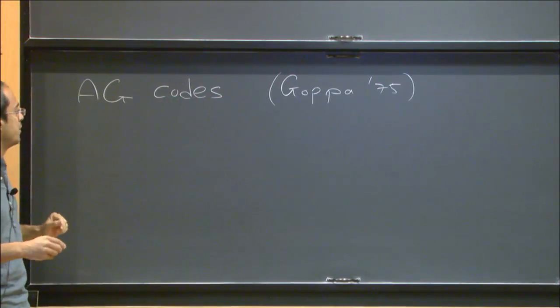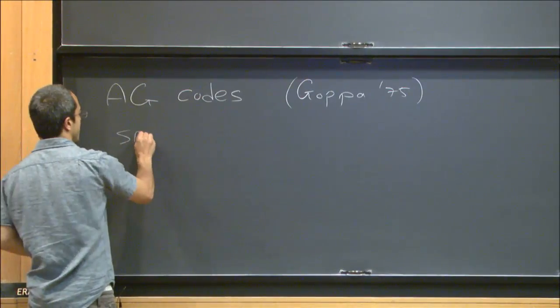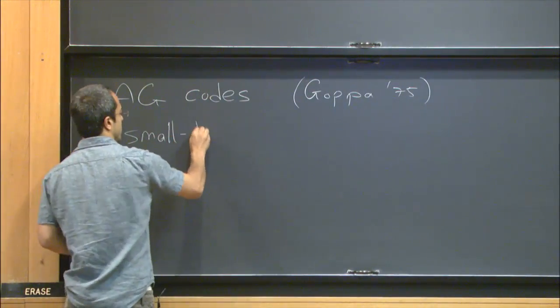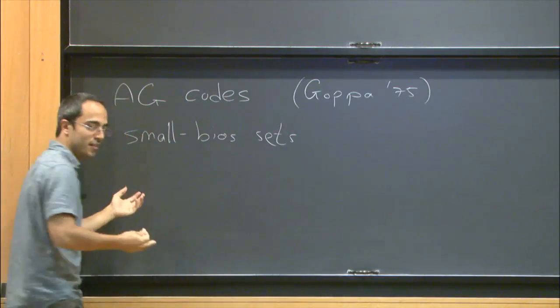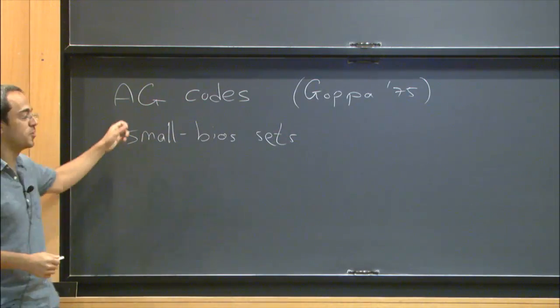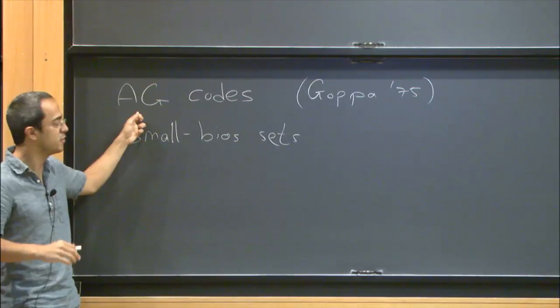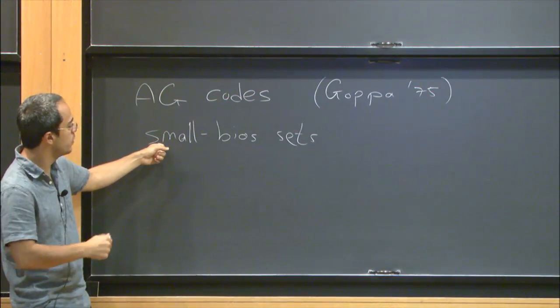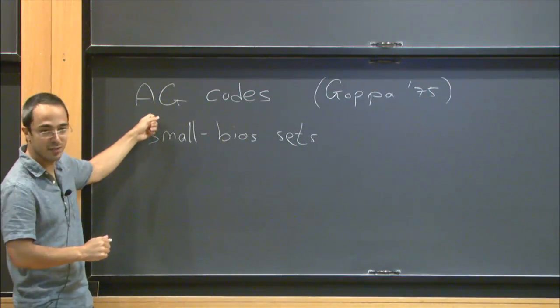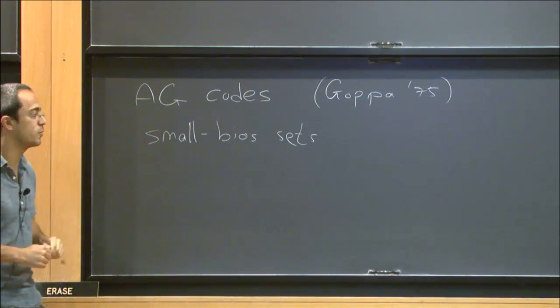And for example, we also talk about small bias sets. So this is a second, less of a killer, but still a second application of algebraic geometry or algebraic function fields. And by doing so, we'll be able to go a little bit deeper even into this theory. So that's why I'm going to do this.